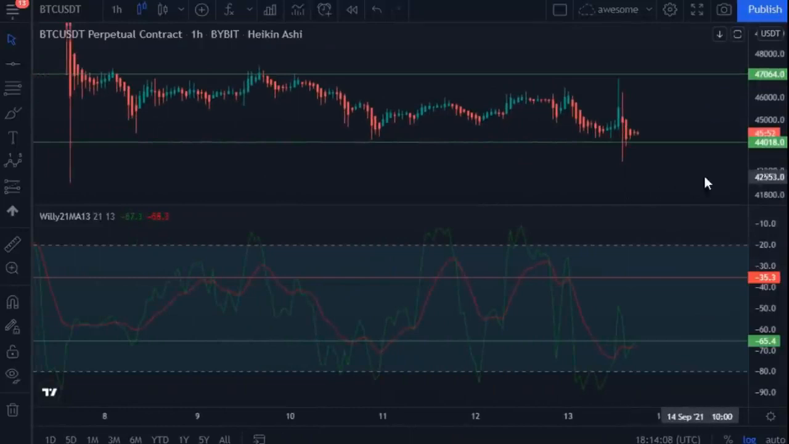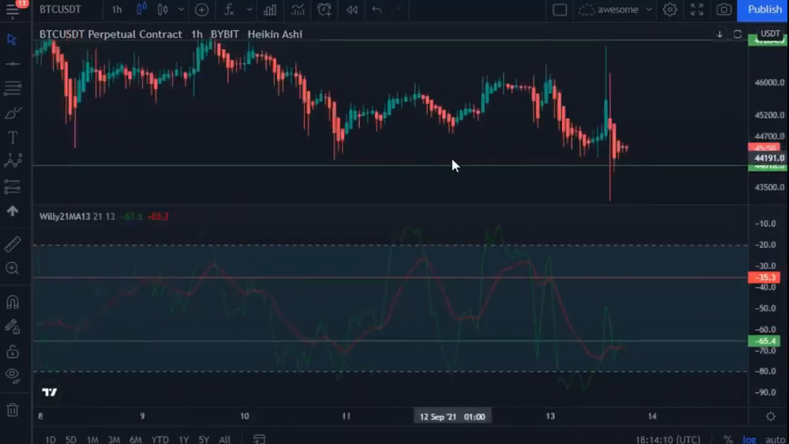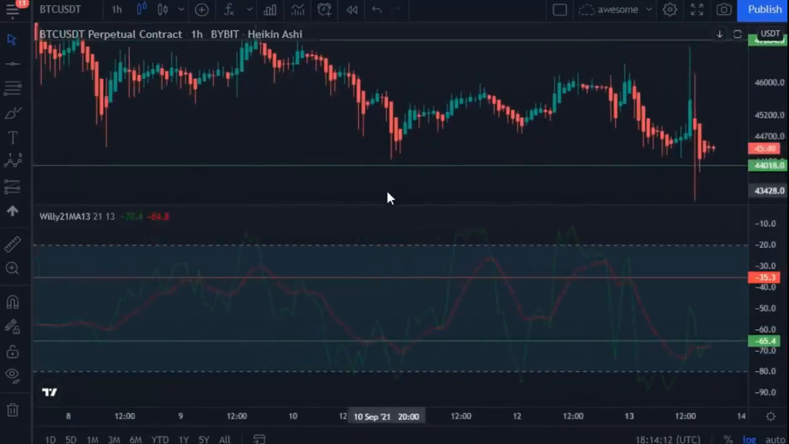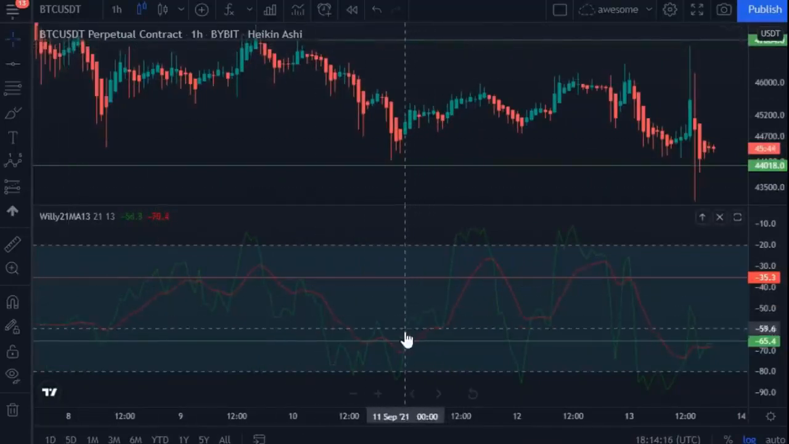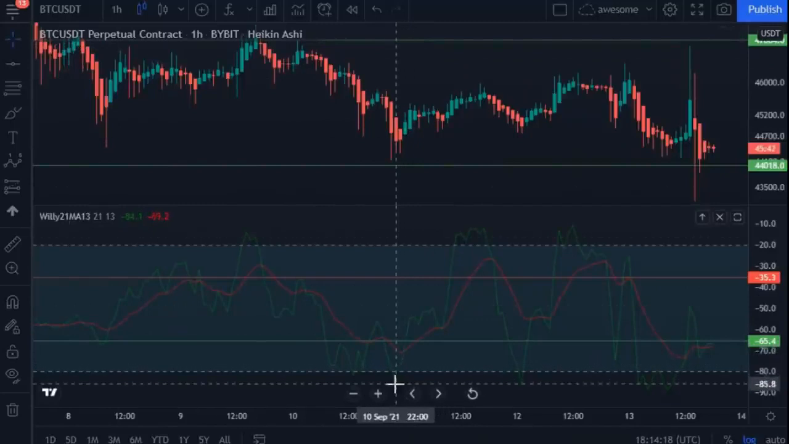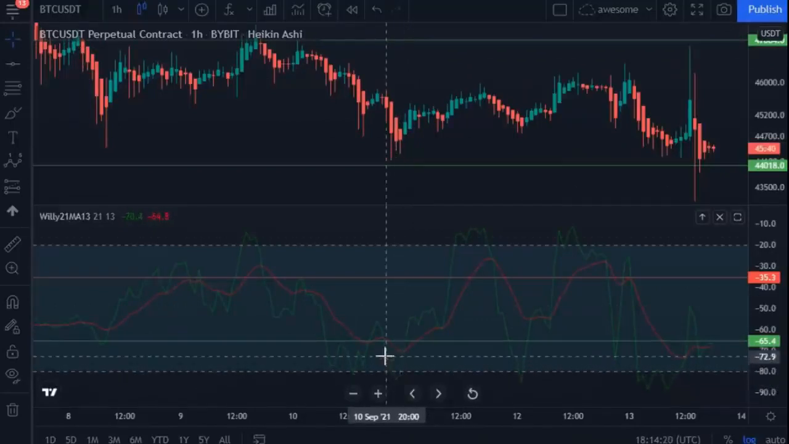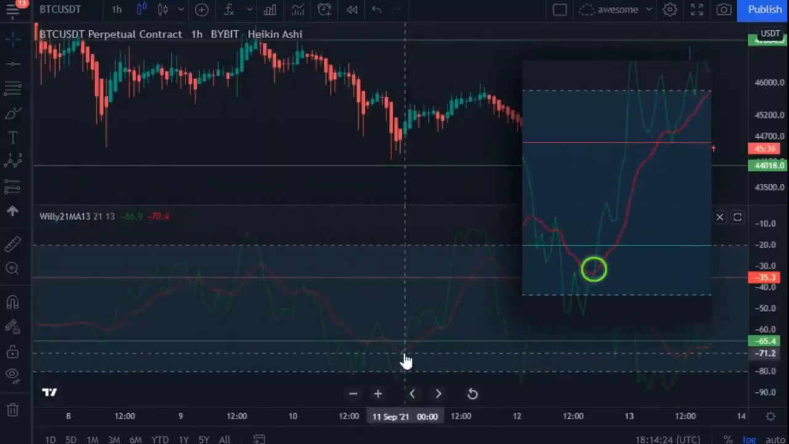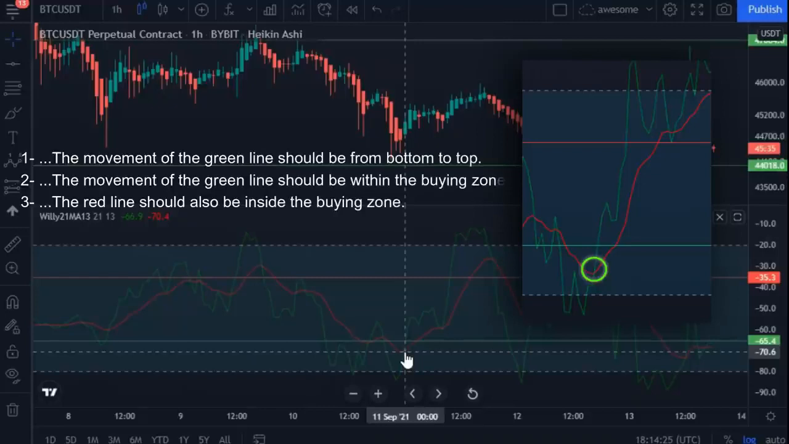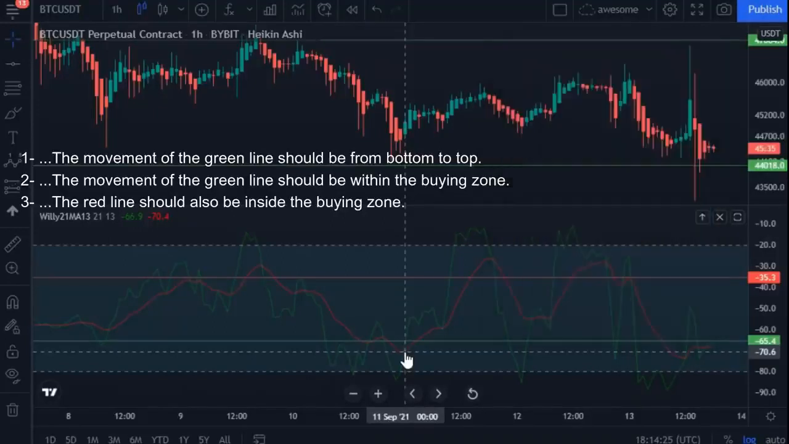Okay, but how do we use this indicator? When the green line and the red line are in the buying zone, this is the signal of readiness. We wait and watch until the green line moves up and cuts the red line. Then we enter. But you should notice the following. 1. The movement of the green line should be from bottom to top. 2. The movement of the green line should be within the buying zone. 3. The red line should also be inside the buying zone.